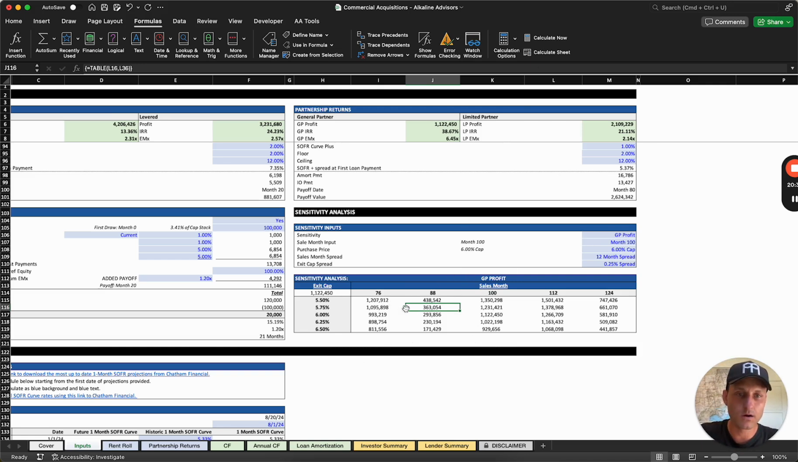So this shows you what the GP profit will look like given the different sale month at the different cap rate. And we can say what that would look like at a levered project level. And then again, click that calculate now. And it'll iterate. And here we go, right?